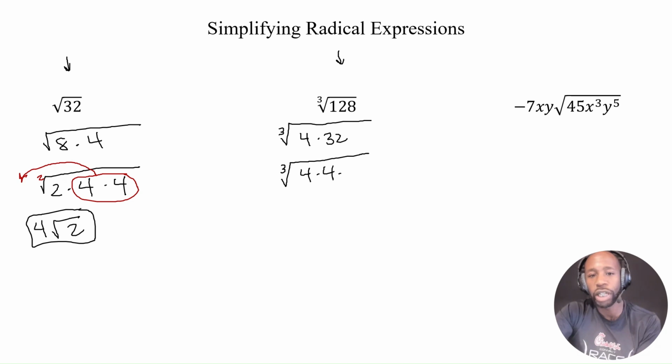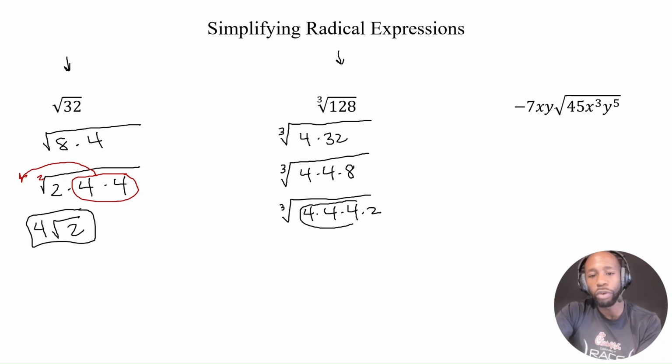4 times 4 times 8. Let's go a little further because 8 can be broken into factors. I mean, the 4s can as well, but you'll see why I'm not breaking them down. 4 times 4 times 4 times 2. All right, there you go.